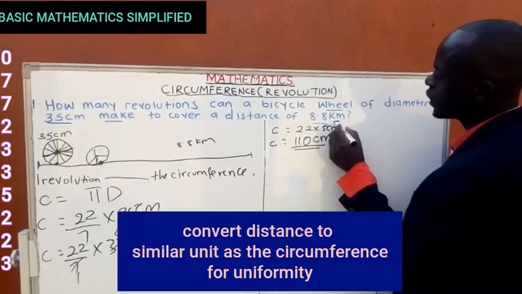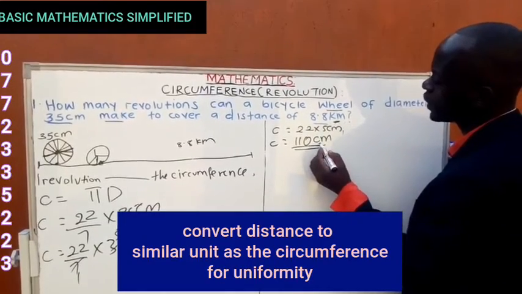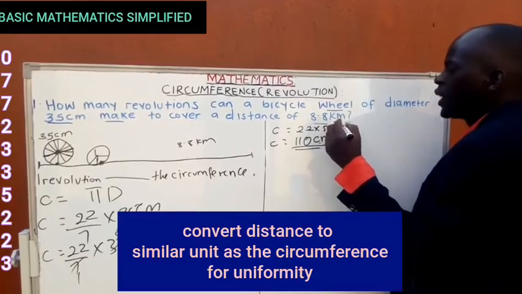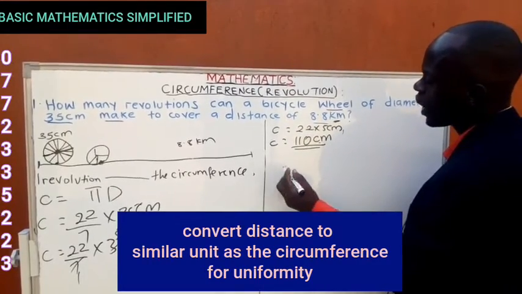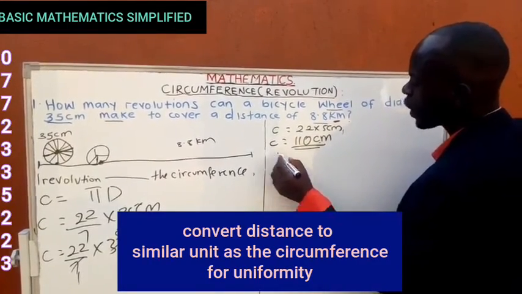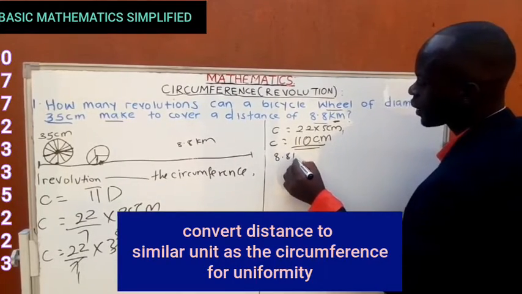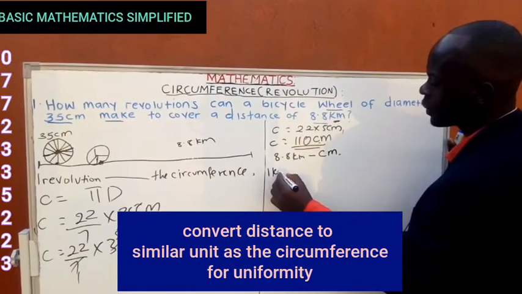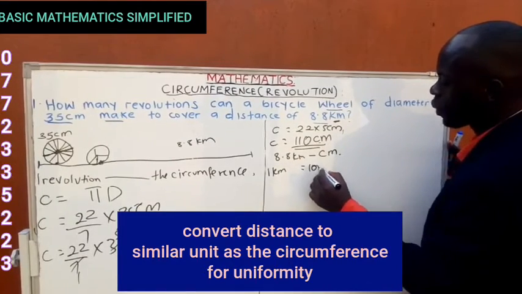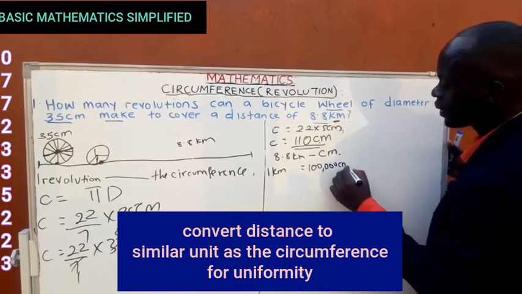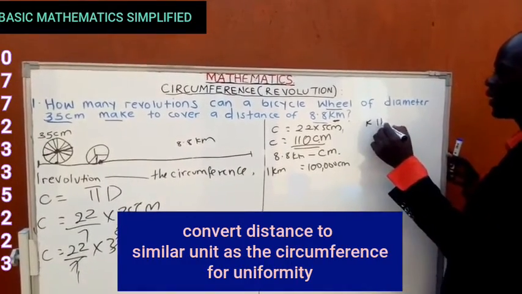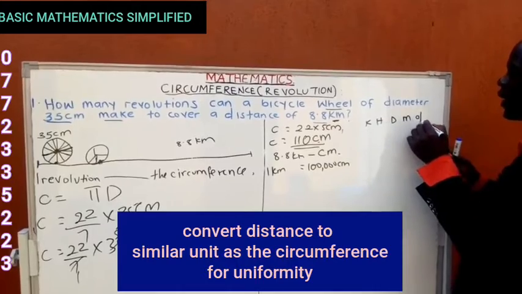Now, we cannot get that without matching the units. This is centimeters. We are either supposed to convert this one or convert the other, but I always say we should convert the bigger unit into smaller units. So, converting 8.8 kilometers to centimeters, 1 kilometer is equal to 100,000 centimeters. Yes, King Henry's daughter Mary drank cold milk.